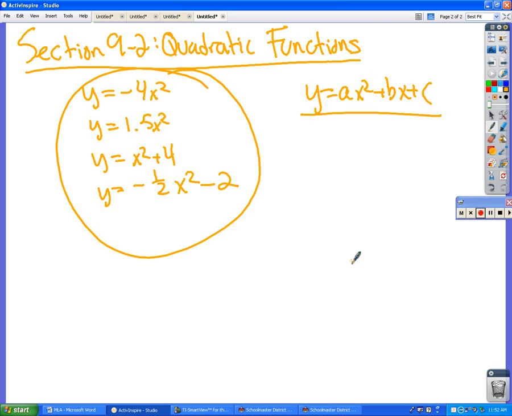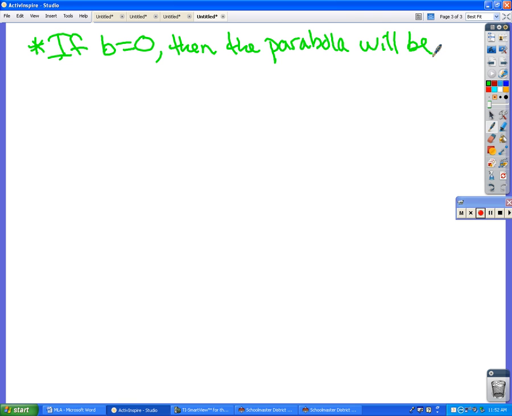There's no b. Okay, good. For all of these right here, b equals 0. So one thing that you should remember now and forever when you're graphing parabolas is if b equals 0, then the parabola will be on the y-axis.